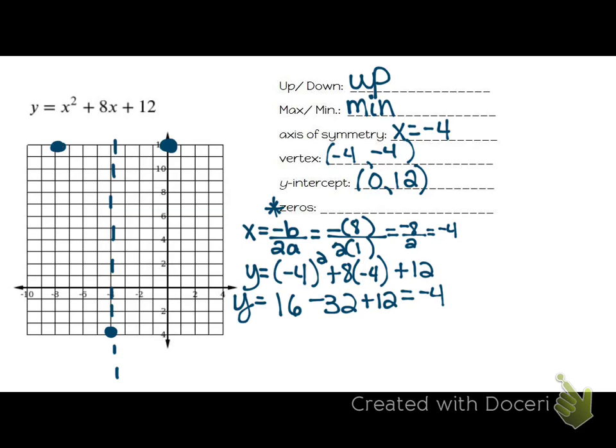Any questions at this point about how I got all of this information? Or where any of these numbers or points that I plotted came from? Now we're going to do the zeros. Okay. So the zeros is basically the solution to the quadratic.